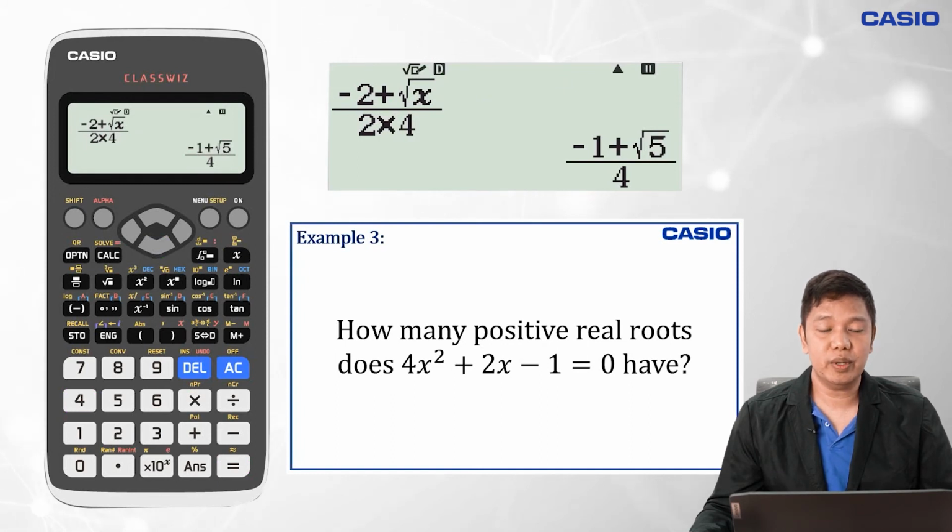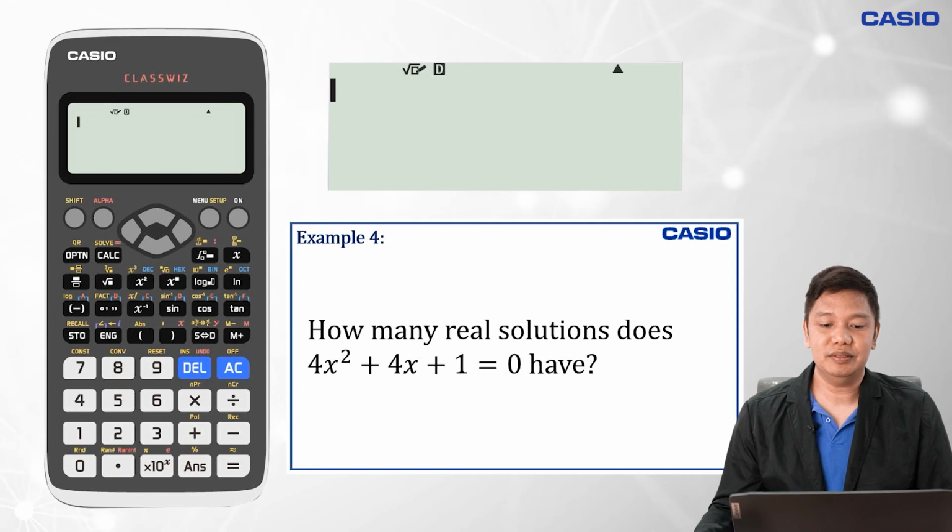We all know that the square root of 5 is more or less greater than 2. And hence, our first root is positive. For the second root, we have negative of the fraction 1 plus square root of 5 all over 4. Therefore, the second root is negative. Hence, for this equation, we only have one positive real root. And for the last example, we are asked how many real solutions the equation 4x squared plus 4x plus 1 equal to 0 has.